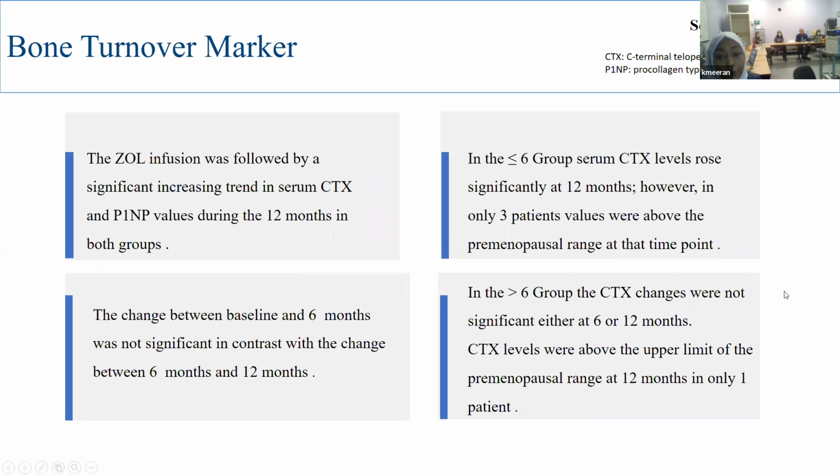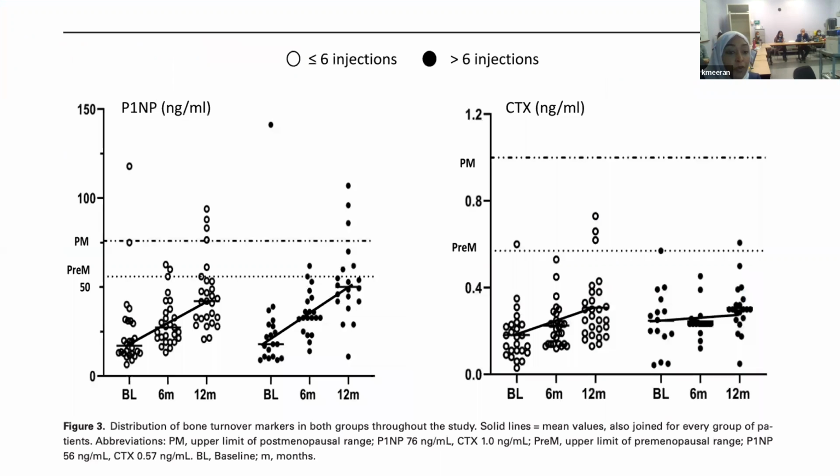And in the more than six group, CTX changes were not significant at either 6 or 12 months, and it was above the upper limit of the premenopausal range for only one patient. However, when they put it in charts, they found great variability between the patients in the bone turnover markers. And they noted a great trend of the bone turnover markers rising to the premenopausal range, which means basically that the bones are getting less mineralized as time passes.